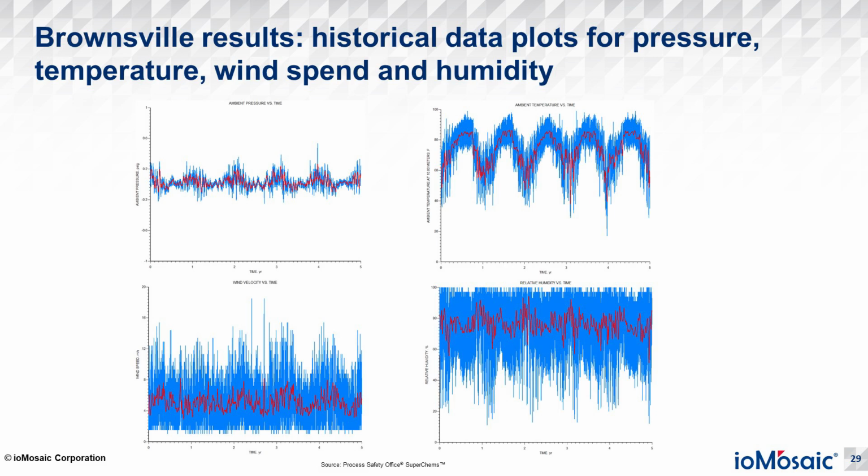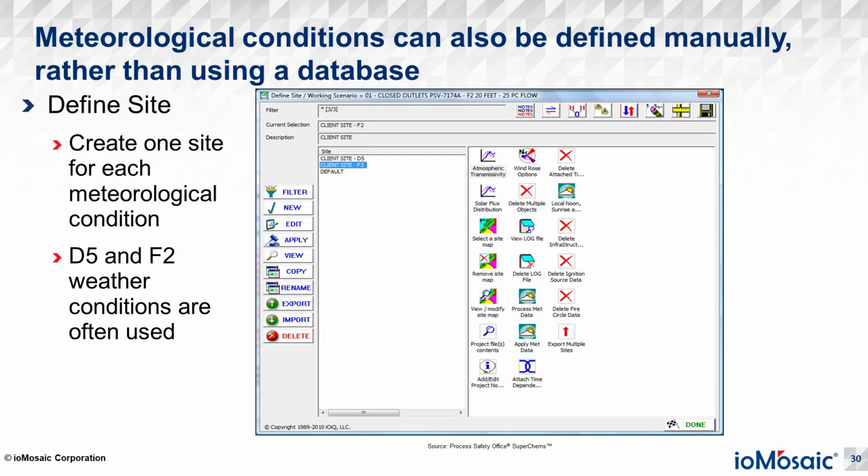We've got graphs of ambient pressure, wind speed, ambient temperature, and humidity over a 5-year plot. So it really gives us the ability to analyze the meteorological data very accurately. But we can also enter the data manually. It's common practice to use D5 or F2, D5 being most common and F2 being the worst case.